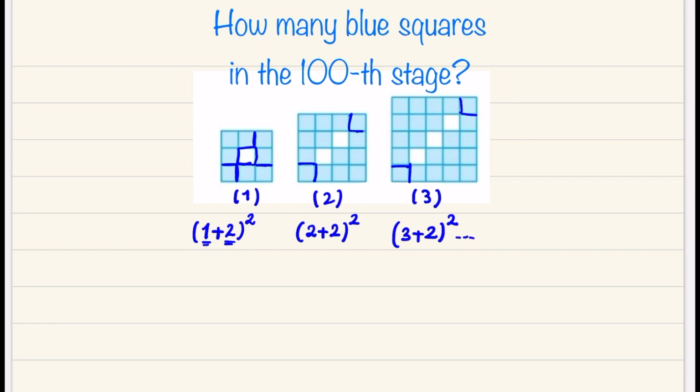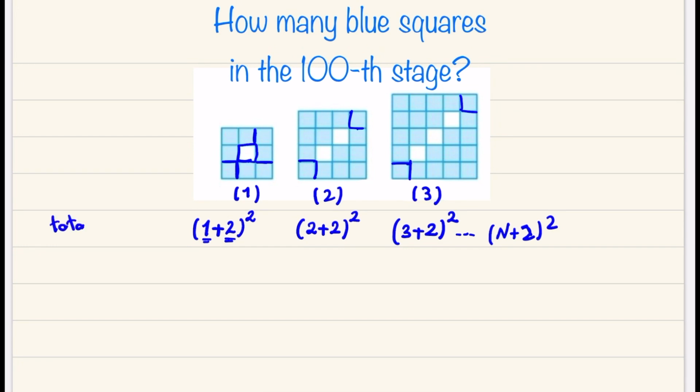And if you do the same thing for the nth stage, it will be n plus 2 squared is the total number of squares. The blue squares is equal to total minus white. So if I subtract the white squares from the total squares, I have the blue squares in each stage.